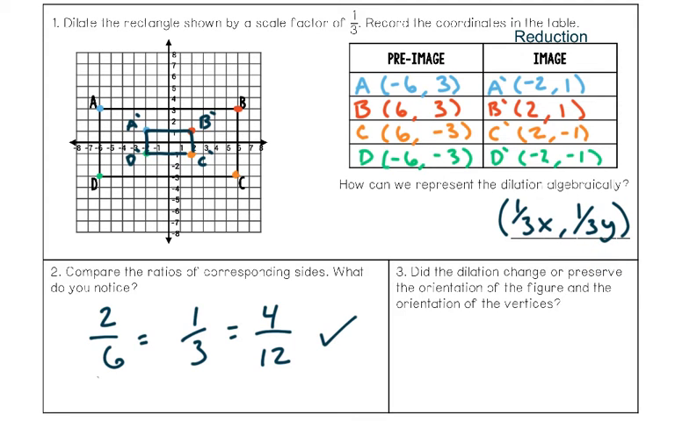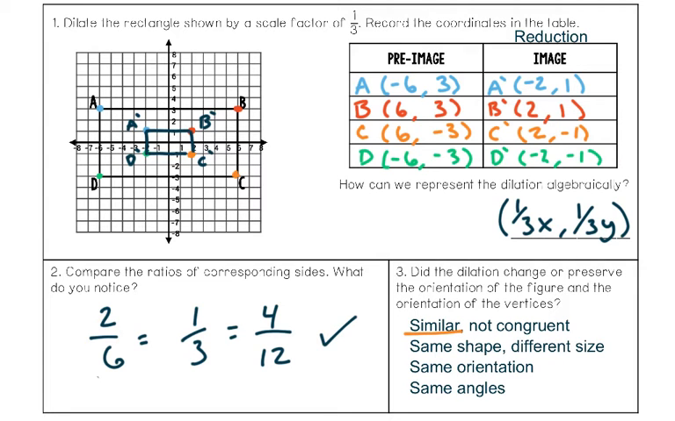And then the last thing, since we dilated, the images are no longer congruent. Instead of being congruent, they are similar. Similar figures have the same shape but different sizes. They'll have the same orientation. They're facing the same way. And they'll even have the same exact angles. However, they'll be different sizes. They'll be proportional but not equal.